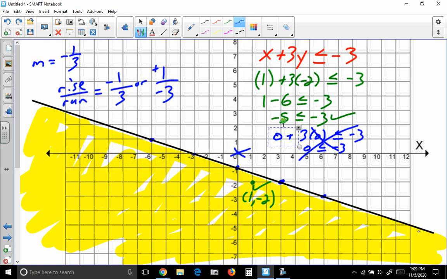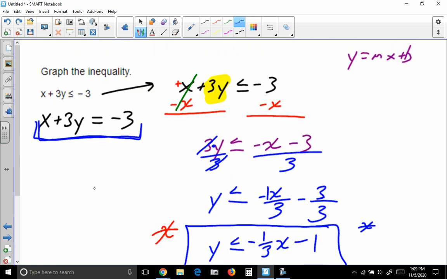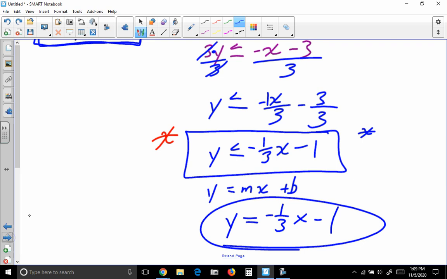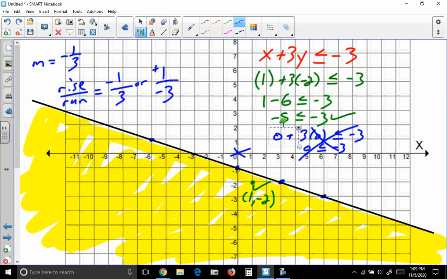By drawing the equation of the line, by changing it to an equation, y equals negative 1/3 x minus 1, and graphing that line, we got our boundary, and then we test a point on each side of the boundary to determine which side we should highlight.